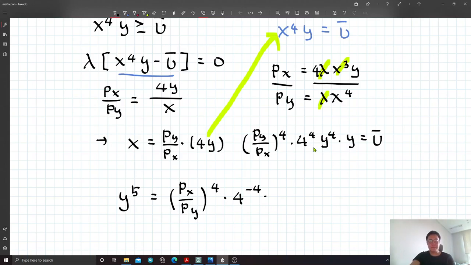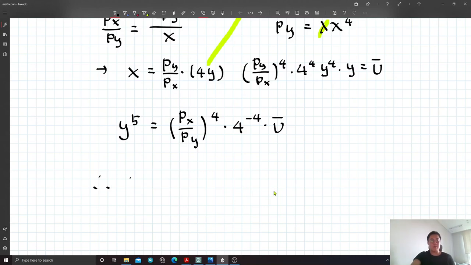All right, and then 4 to the power negative 4, and then u bar. All right, I just moved these two terms to the right hand side by dividing both sides by these two factors. Okay, so this is going to be its reciprocal, and this is also we should take the reciprocal. So this guy becomes 4 to the power negative 4, right? Then consequently y. This is a little bit nasty, but now raise it to the power 1 over 5, and I obtain this.